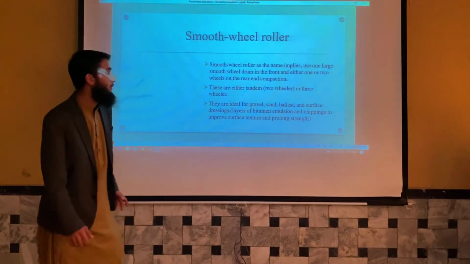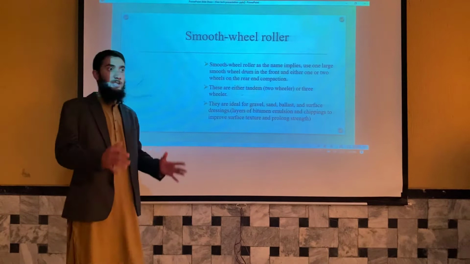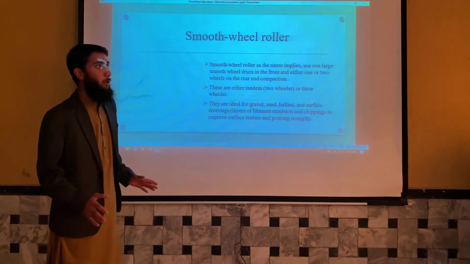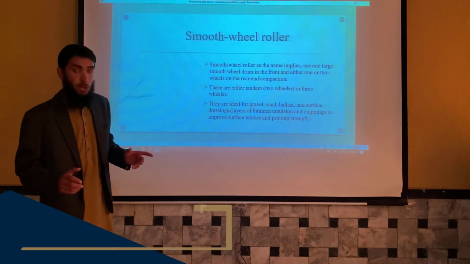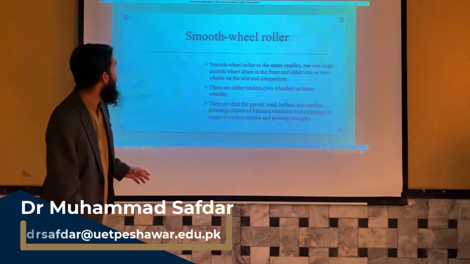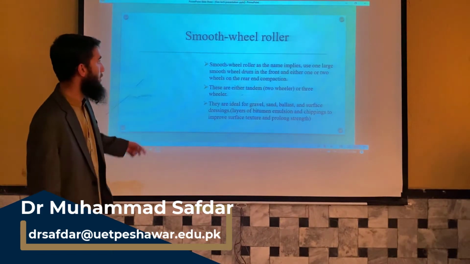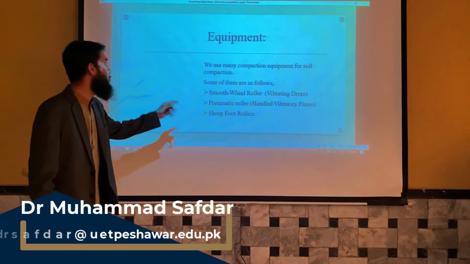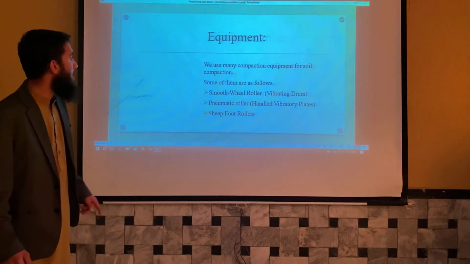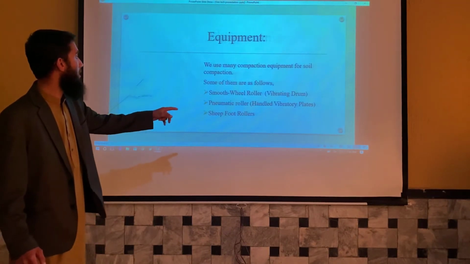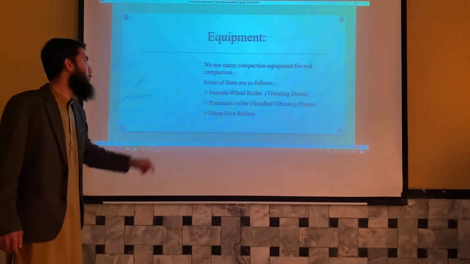We are talking about soil compaction. Soil compaction is a process in which stresses are applied to soil under pressure. In the practical field, we use many different types of equipment for this process. The first is the smooth drum roller or vibrating drum. The second one is the pneumatic roller. The third one is the vibrating drum and handheld vibrating plates, and the fourth one is the sheep-foot roller.